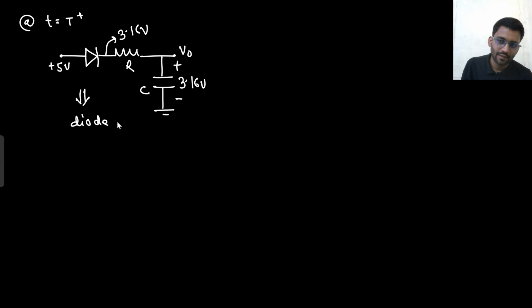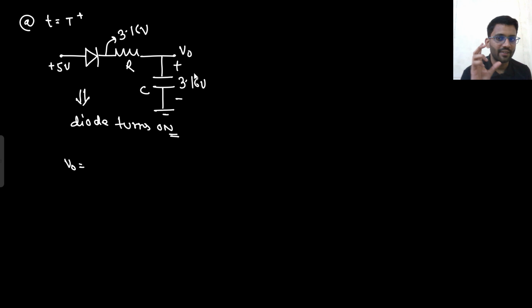Now what we are doing? We will again apply the open circuit test. So this is the 5 volt and this will be 3.16 volt. So what will happen? The diode turns on. That means again it will be charging. So what will be your V naught voltage?